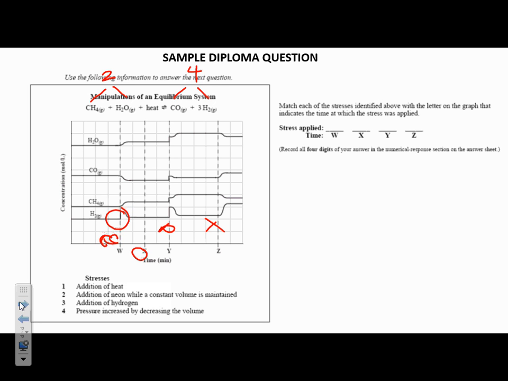So now it's just a matter of matching our choices to the appropriate numbers. So W has to be a concentration change, so it must be the addition of hydrogen. X has to be something like a catalyst, and when you look at these, you've got heat, addition of neon, addition of hydrogen, decreasing volume. Well, the only one that's not going to change the system is addition of neon, so that has to be 2. And Y, since they're all sharp changes, that must be pressure, and that's number 4. And by process of elimination, we're left with number 1.